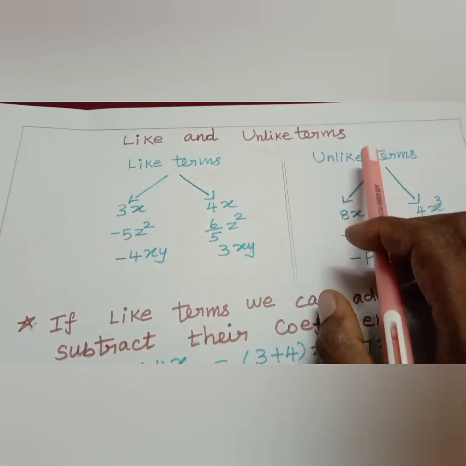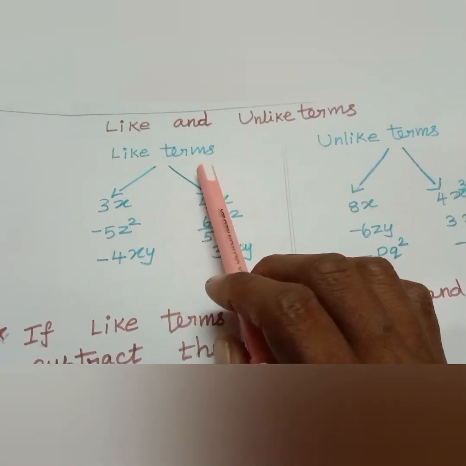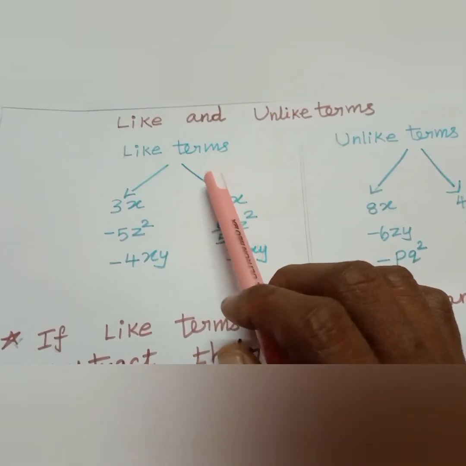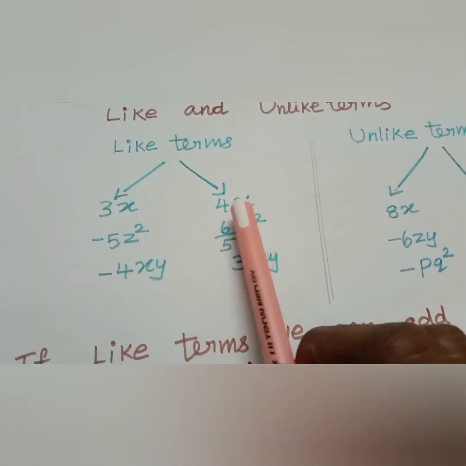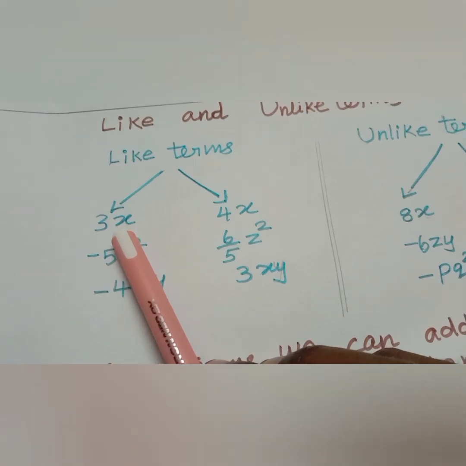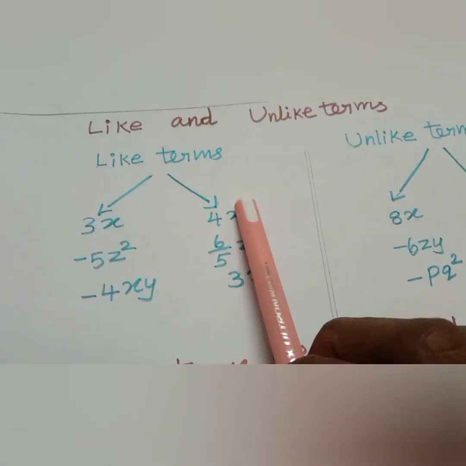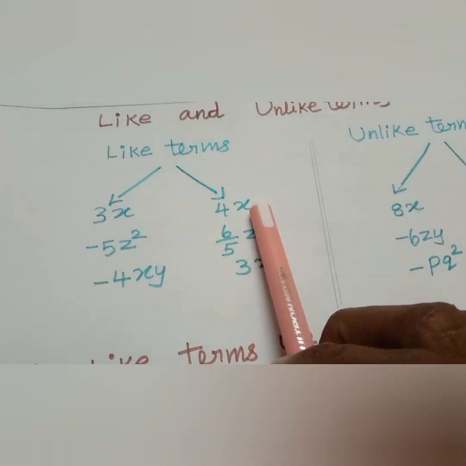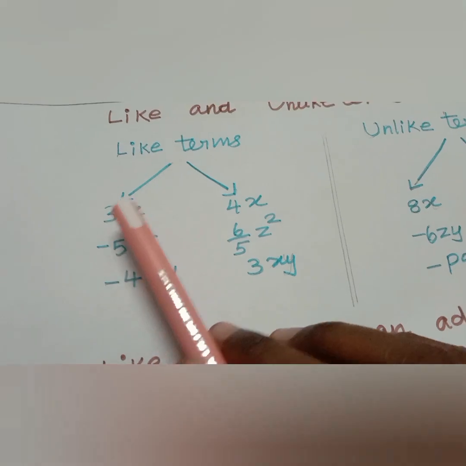Like and unlike terms. Like terms have the same variable with the same power. Consider this example: 3x and 4x. See here the variable is x, the same variable, and the power is also 1. So 3x and 4x are called like terms. Don't look at the coefficient. You just look at the power.